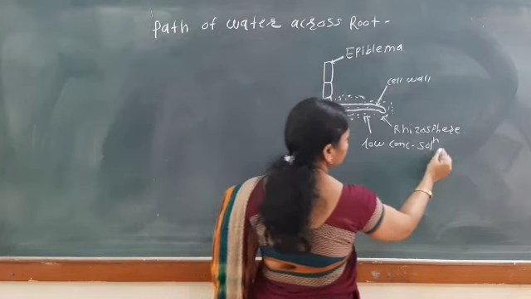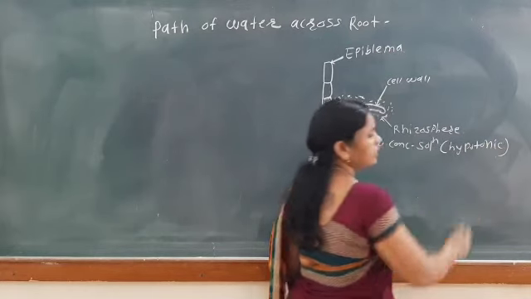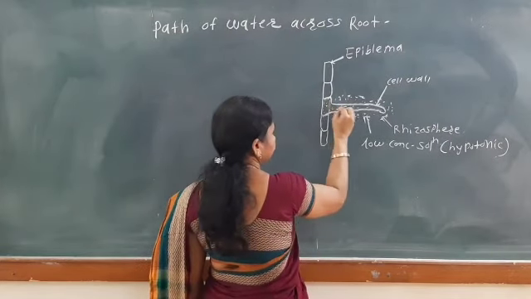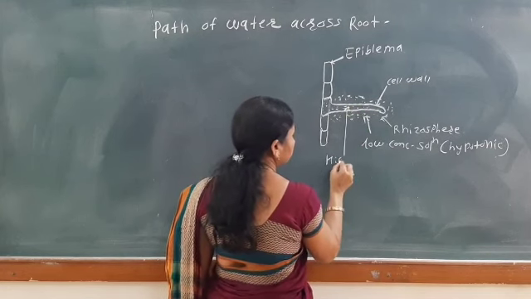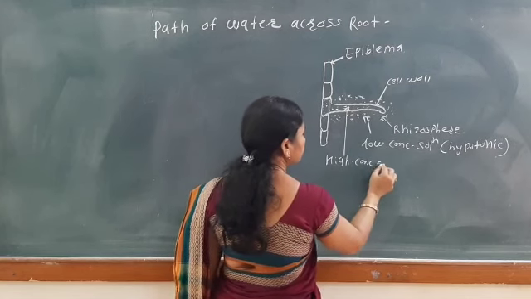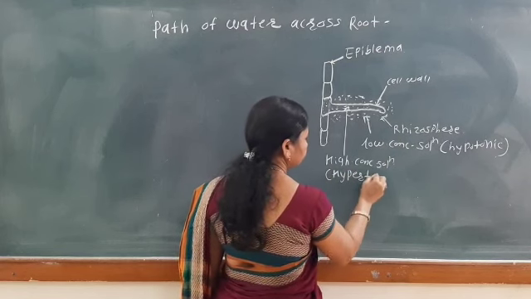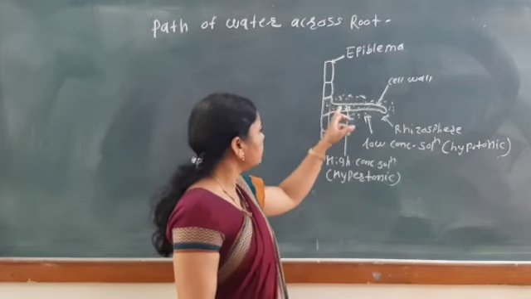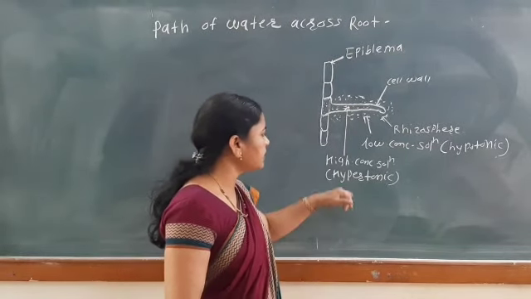Okay, that solution is known as hypotonic. While inside the root hair, the solution has a high concentration. So this high concentration solution is known as hypertonic. And the water present inside the root hair cell is hypertonic.